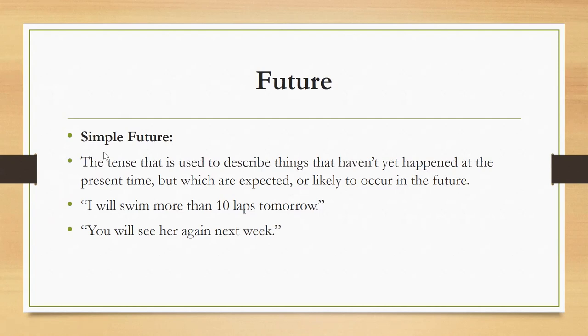So we use these tenses to describe actions that are likely to occur in the future. It hasn't happened yet. It is not happening now. It is likely to occur in the future. I will swim more than 10 laps tomorrow. Tomorrow hasn't come yet. You will see her again next week.